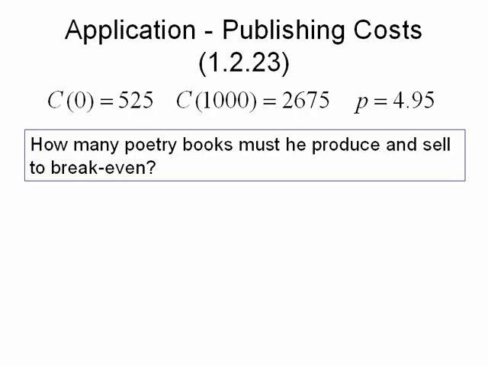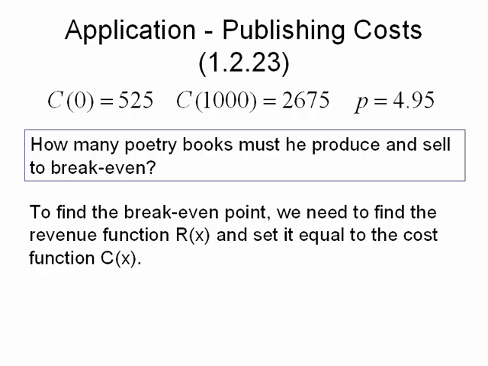How many poetry books must he produce and sell to break even? To find the break-even point, we need to find the revenue function R of x and set it equal to the cost function C of x that we just found. So R of x is simply the price per item times x, and we found that the price per item was 4.95, so our revenue function is 4.95 times x.